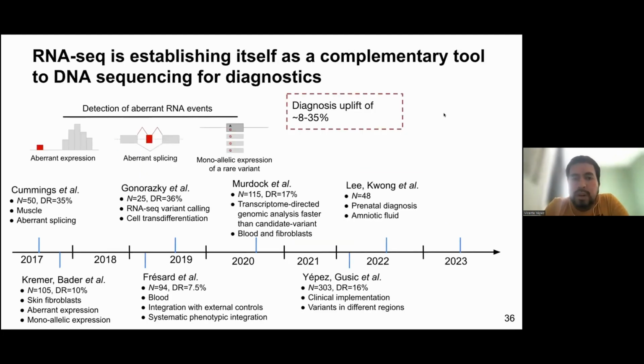So this has been done already throughout the years since 2017 from the pioneering studies that we had here in Munich and at the same time at the Broad Institute in the US. Basically, they do this to detect aberrant expression and splicing, combined with the information from DNA, either from whole exome or whole genome sequencing. We have had some diagnosis uplift of 8 to 35% taking different tissues, blood, muscle, and skin usually, and in different rare disorders.